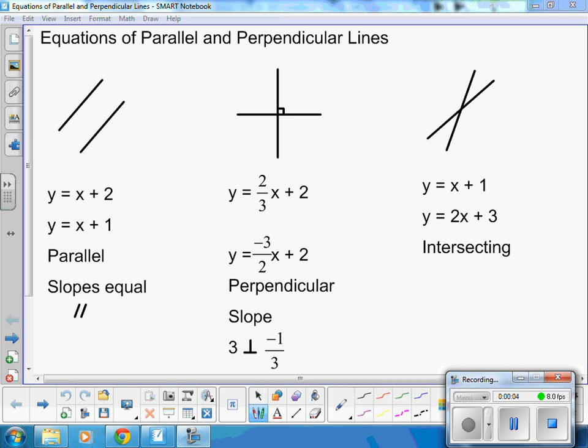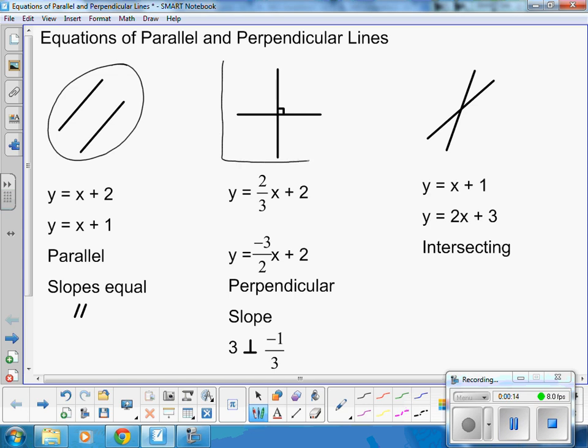Equations of parallel and perpendicular lines. Well, this first example here is showing parallel lines. The second example here is showing perpendicular lines. And the third example here is showing just lines that intersect.